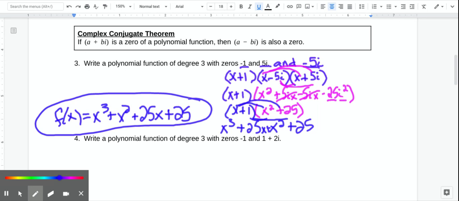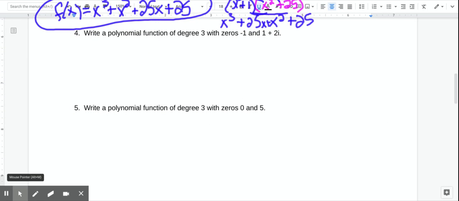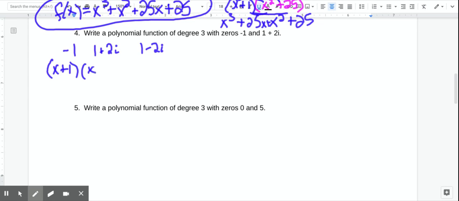Okay, let's try another one of these, just the same idea. So we want a polynomial function with degree 3 that has zeros -1 and 1 plus 2i. So if our zeros are -1 and 1 plus 2i, that means the other zero is 1 minus 2i. So the factors come from the opposite: x plus 1, and then both of these have to be opposite, x minus 1 minus 2i, and x minus 1 plus 2i.